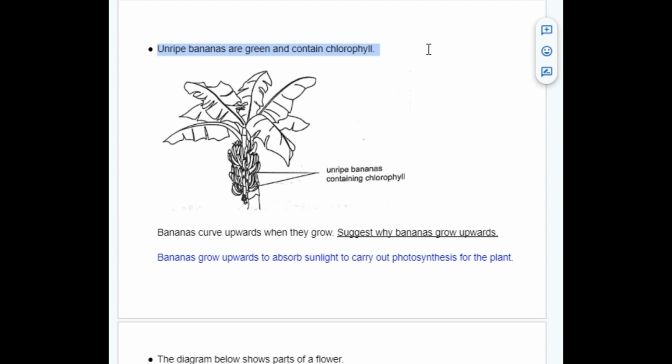Unripe bananas are green and contain chlorophyll. Bananas curve upwards when they grow. Suggest why bananas grow upwards. Bananas grow upwards to absorb sunlight, to carry out photosynthesis for the plant.